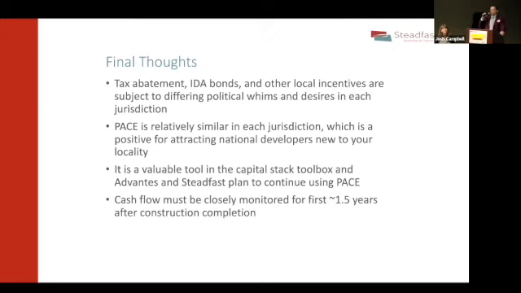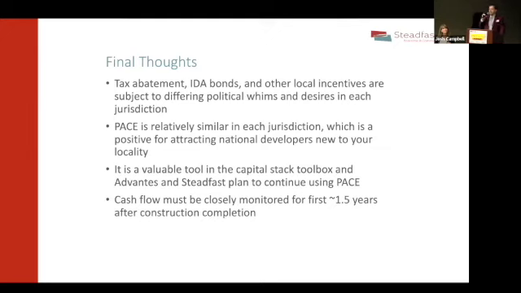And when you're a national developer that's not done anything in a certain area, to just see that they have PACE as a tool, because they're relatively similar in each jurisdiction across the country, it's a positive for attracting developers, just because they know, okay, I kind of know enough about this. It's a good tool and it's marketable, especially as costs continue to go up and capital stacks continue to get tighter. It's a very valuable tool. I wouldn't be here if I didn't think so.